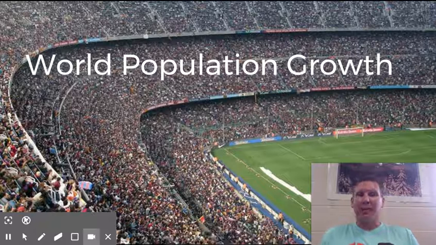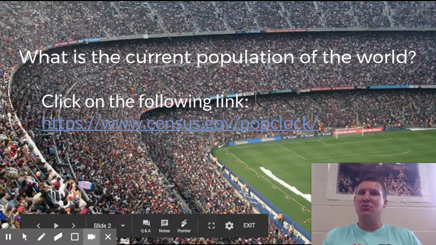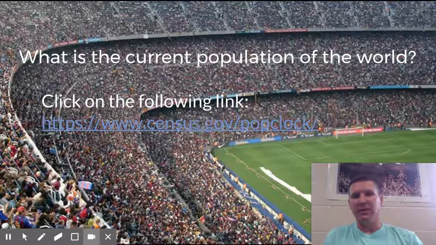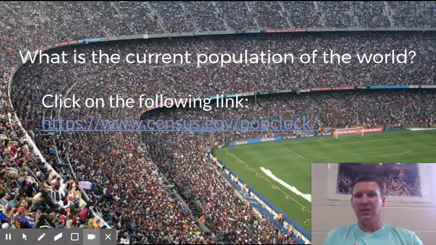One of the important topics that we're going to have to look at in this unit on globalization is world population growth. So before we start, let's just take a look at some background information. One of the things I want you to do is take a look at the current world population growth. So if you would, click on this link right here, and it should take you to the United States Census Bureau World Population Clock. It also shows you the US population at this time as well. So just check it out, check around the site a little bit.